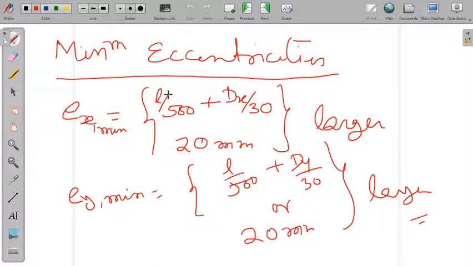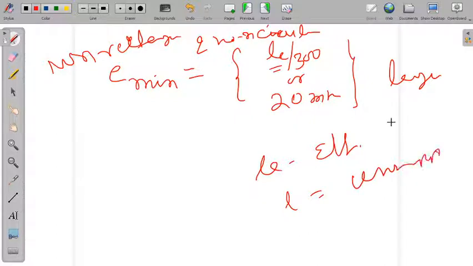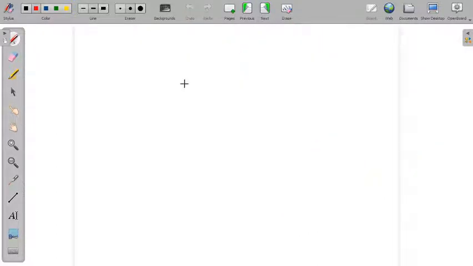In the first one, here L is the unsupported length. But in this case this L is indicating the effective length here. So LE is basically effective length, but if simple L wherever I have written, that indicates the unsupported length, that is the original length of the column. So this was the guideline for minimum eccentricity.